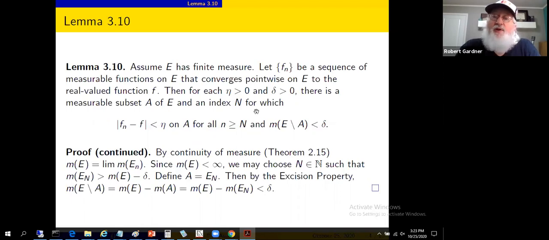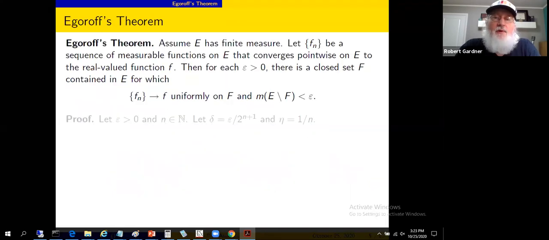Let's prove Egoroff's theorem. We're going to pick some specific values for eta and delta there. And we're going to go beyond measurable set A to closed set F. Okay. So Egoroff's theorem says, assume E has finite measure. A comment to be made later is Egoroff's theorem doesn't hold if we don't have this hypothesis. But the previous lemma had the hypothesis that E was finite measure as well. Let f sub n be a sequence of measurable functions on set E that converges pointwise on set E to a real valued function f. So far, same hypotheses as the lemma.